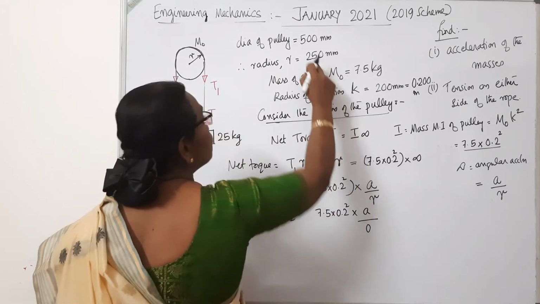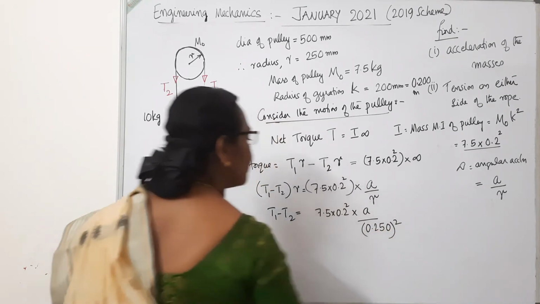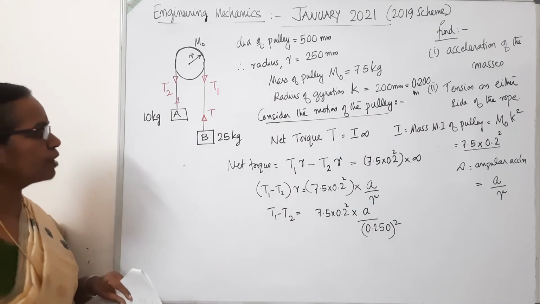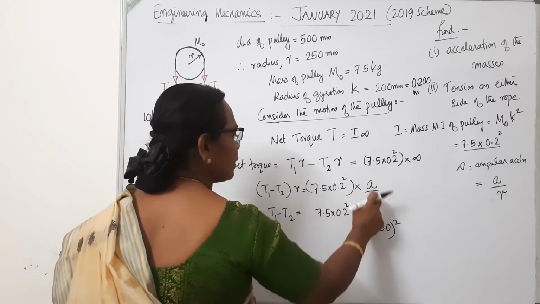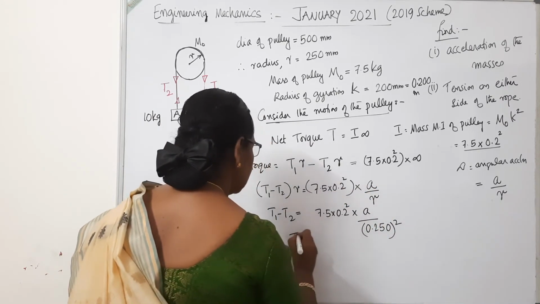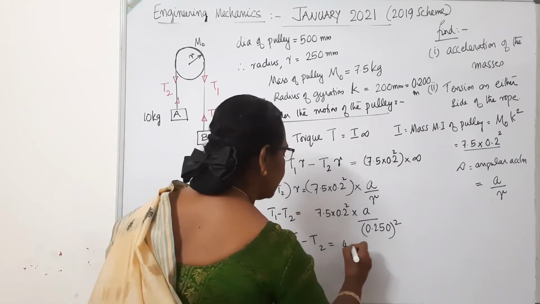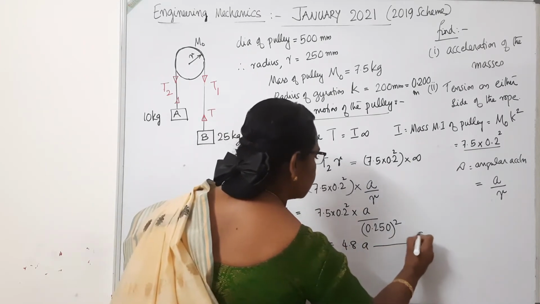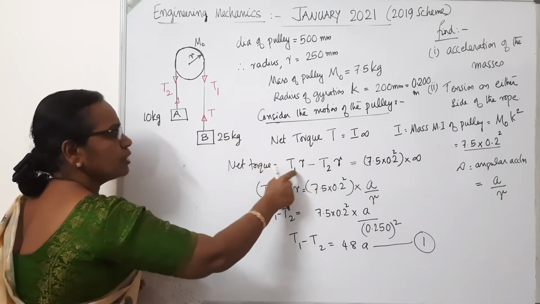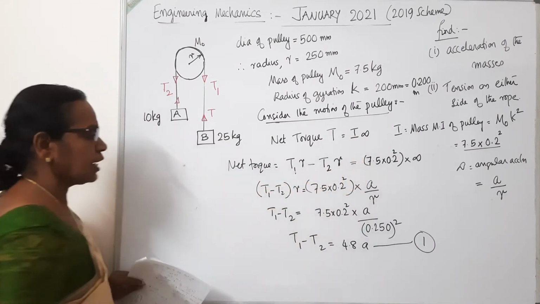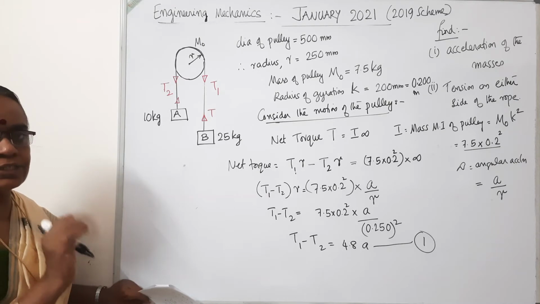R is given as 250 millimeter, so it is 0.25 squared. Substituting the value of R, one R cancels, and we get T1 minus T2 equal to A by R squared. So we get the expression T1 minus T2 is equal to 4.8A. So we consider the motion of the pulley. Net torque is equal to T1R minus T2R. Substituting alpha equal to A by R, you will get an expression for T1, T2 and A. The three things are connected together.